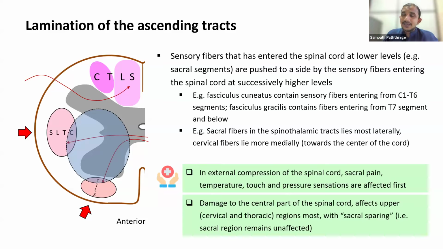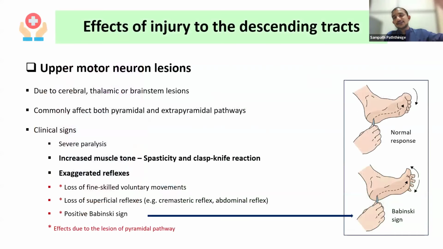The reason is the lamination of these different tracts. We call this dissociated sensory loss. It is not the sensory loss expected in all areas, but only certain areas are affected because of the lamination. So, having all this knowledge, of course, I did mention the motor pathways. The motor neurons: you saw that there is an upper motor neuron and a lower motor neuron.